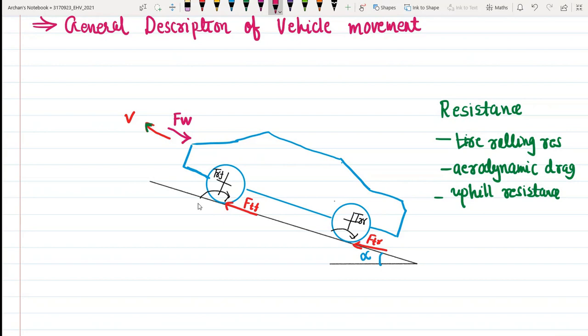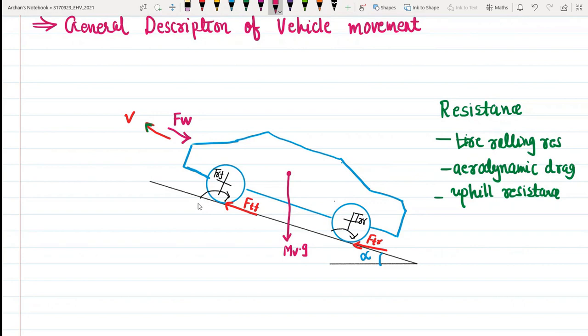And then the third resistance is grading resistance. Now grading resistance is over here. If we know the mass of this particular vehicle and we know the gravitational force, there will be one force acting in this particular direction, and that force is m into g. Let me call it mv into g, where mv is the total mass of the vehicle, and g is the gravitational acceleration, right?